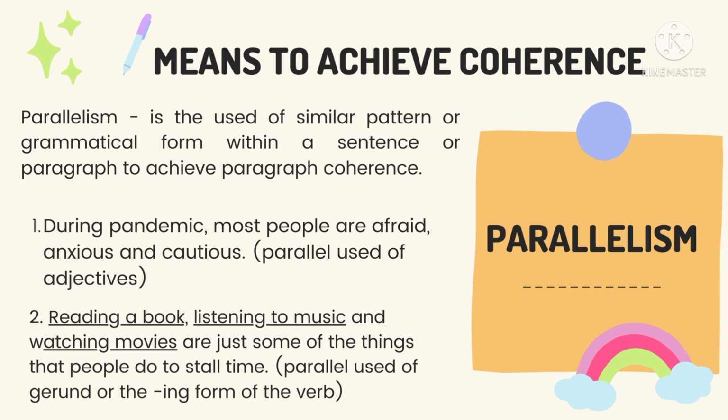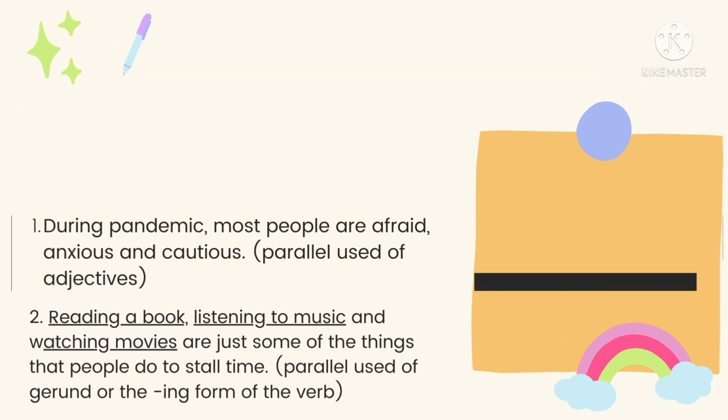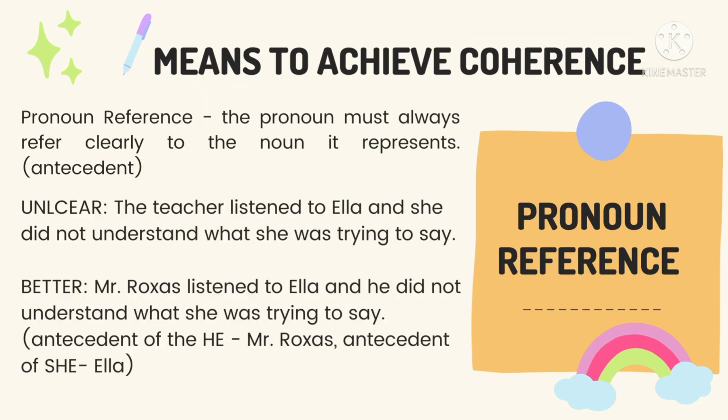Another way to achieve coherence in a paragraph is by using pronoun reference. Pronouns must always refer clearly to the noun they represent, or the antecedent. Remember that the antecedent is the noun referred to by the pronoun used in a sentence. To understand it better, let's use this example. The teacher listened to Ella and she did not understand what she was trying to say.